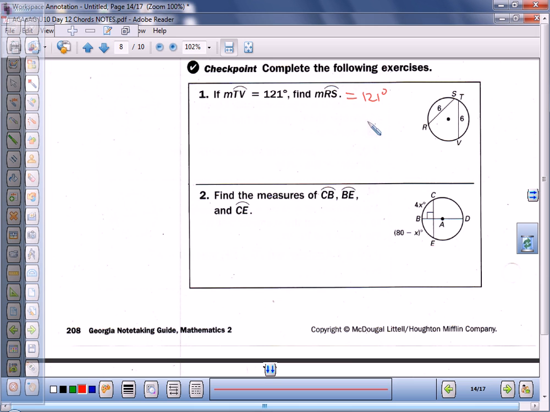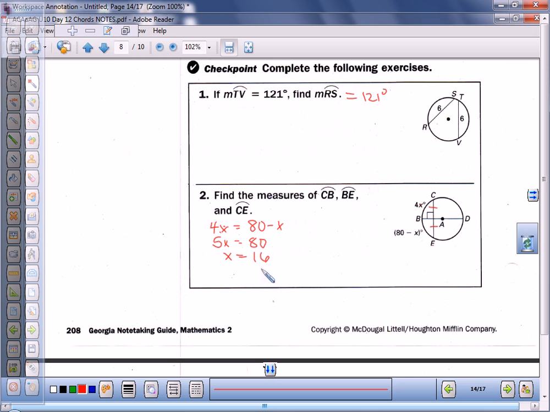Now, on this one, we have a diameter that is perpendicular to a chord. What's it going to do to the chord? Bisect it. And it also is going to make congruent arcs. So we know that 4x would have to equal 80 minus x. So 5x would have to equal 80. So x is 16.